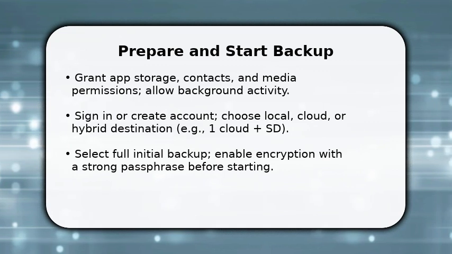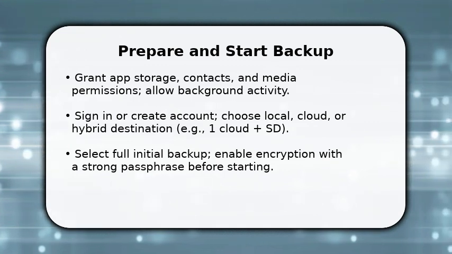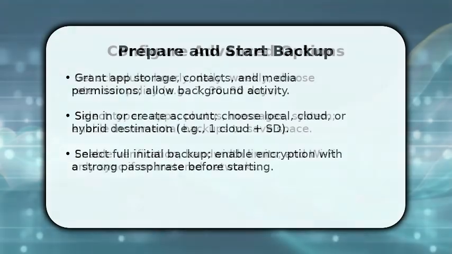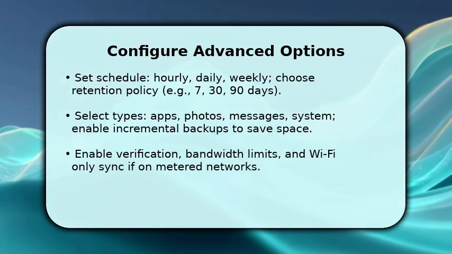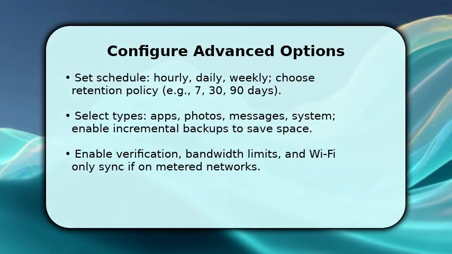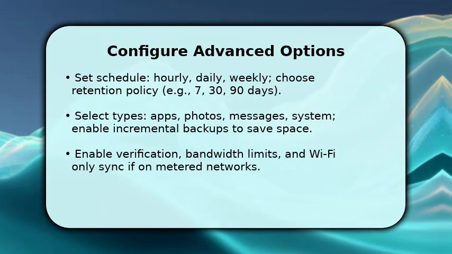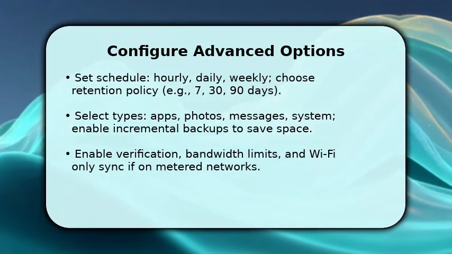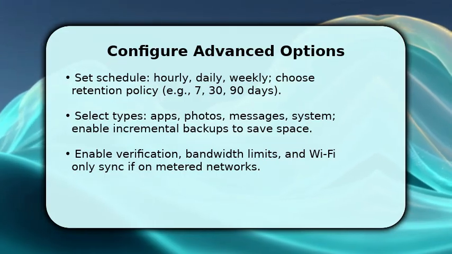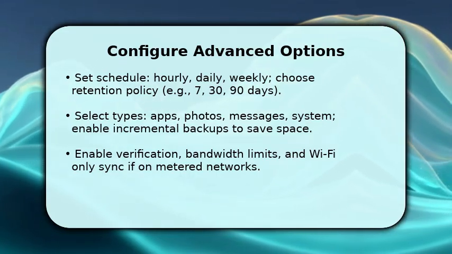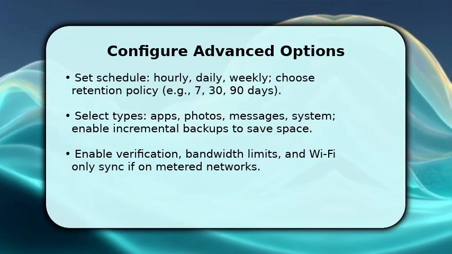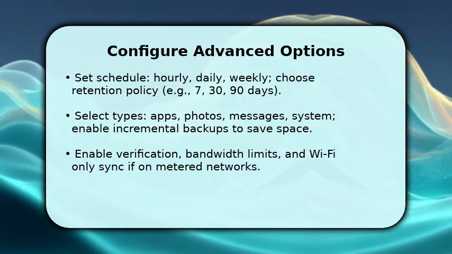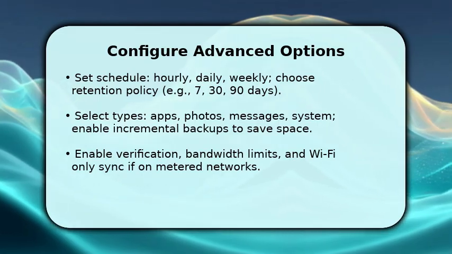You now configure the detailed behavior so future backups run smoothly without surprises. First, set a schedule, daily is typical, and a retention policy like 30 days to control storage. Next, pick what to include: apps, photos, messages, and system data, and switch on incremental backups to reduce time and space. Then enable verification so each snapshot is checked after completion, and set bandwidth or Wi-Fi only option.